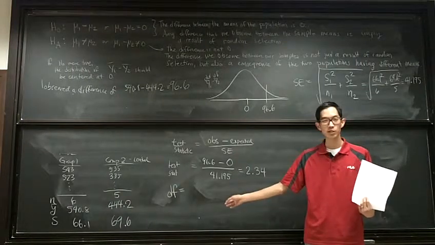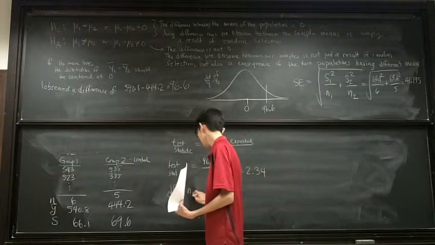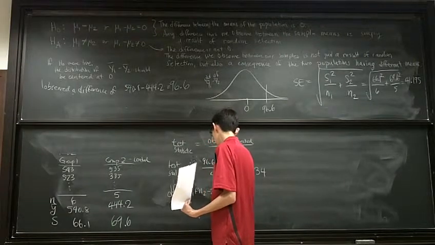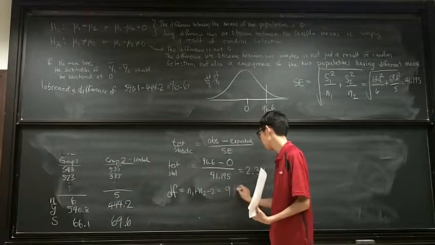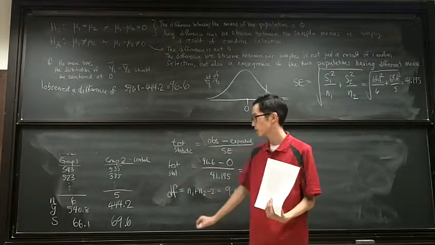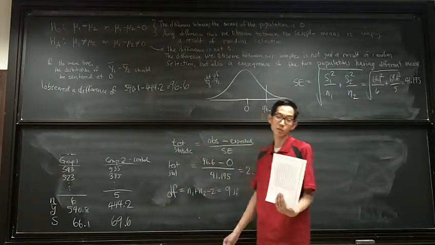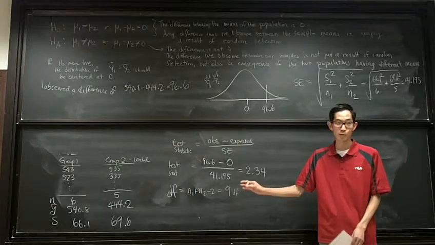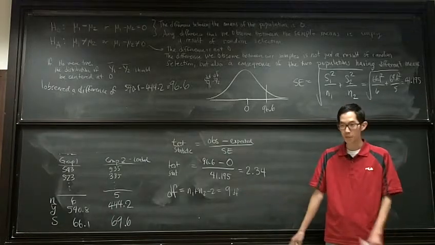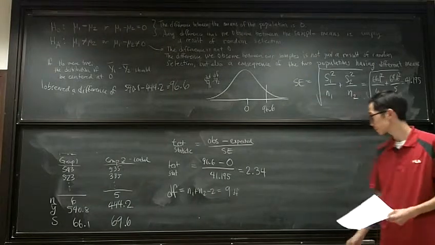So what's our approximation in this case? We do n1 plus n2 minus 2. So we have approximately 9 degrees of freedom. Other textbooks might say, just take the smaller one and subtract 1, so they might say use 4 degrees of freedom. The truth is, it's probably going to be somewhere between 4 and 9 degrees of freedom. Okay, so we have 9 degrees of freedom.